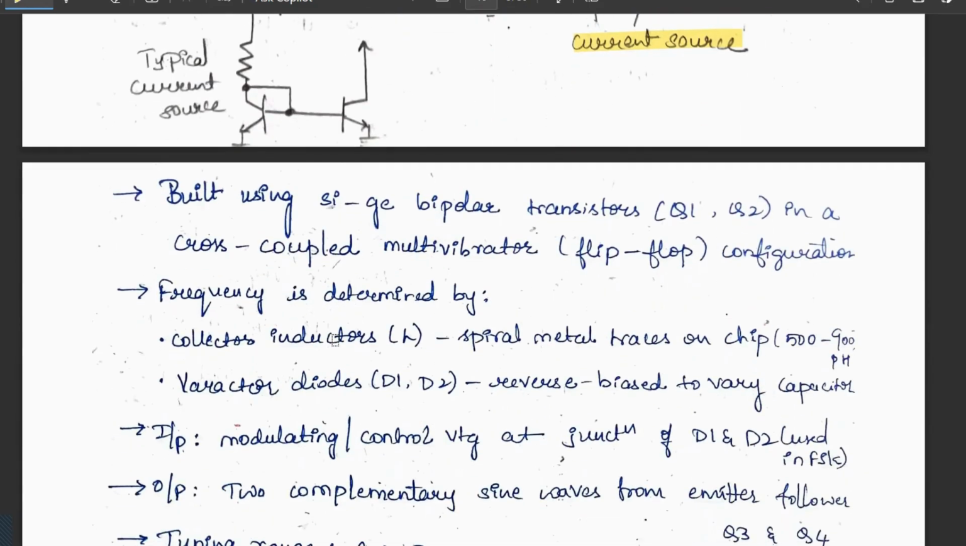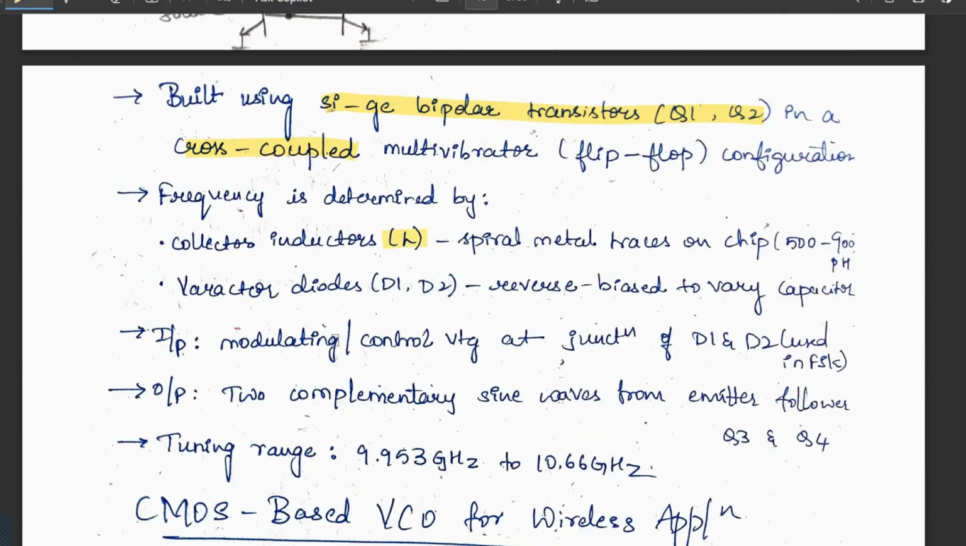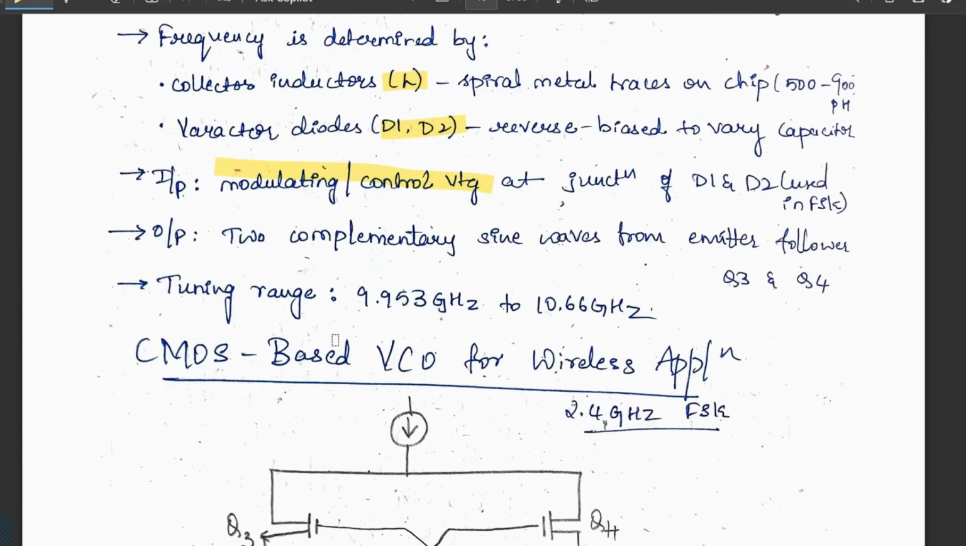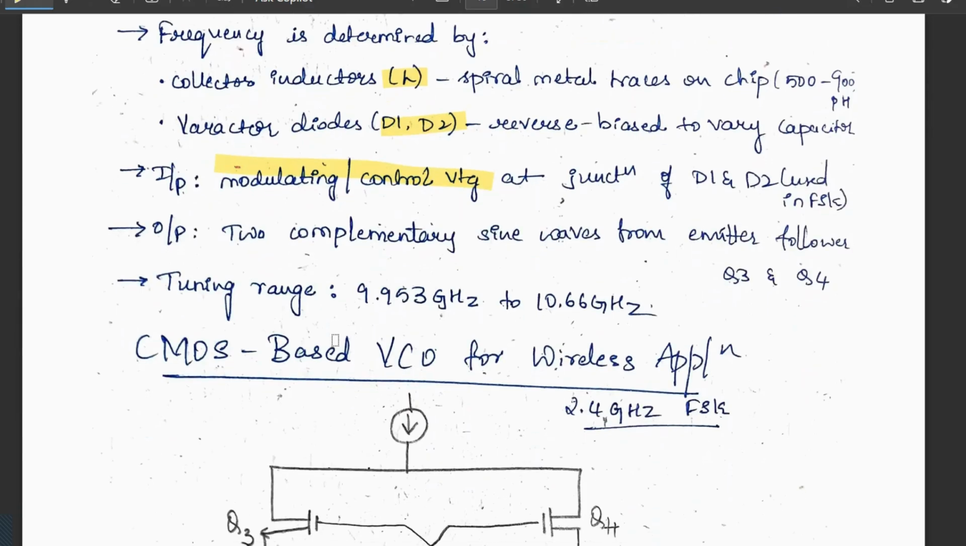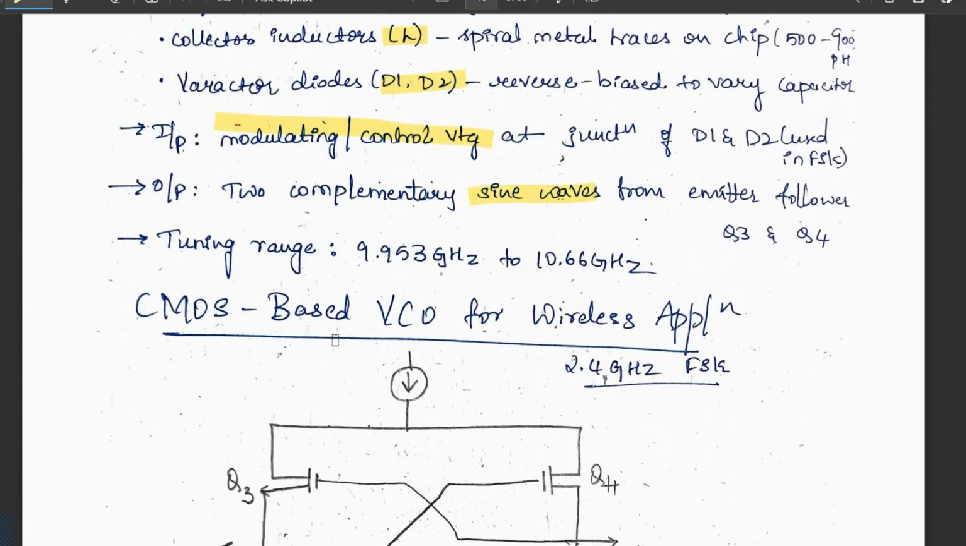This is built using silicon germanium bipolar transistors, Q1 and Q2, in a cross coupled multivibrator, that is, flip flop configuration. Frequency is determined by the inductors and D1 and D2. Inductors are spiral metal traces on the chip. Diodes are reverse biased to vary the capacitance. Input is the modulating signal, which controls the voltage at the junction of D1 and D2, used in FSK. Output is two complementary sine waves from the emitter followers, that is, from Q3 and Q4. Tuning range is given.